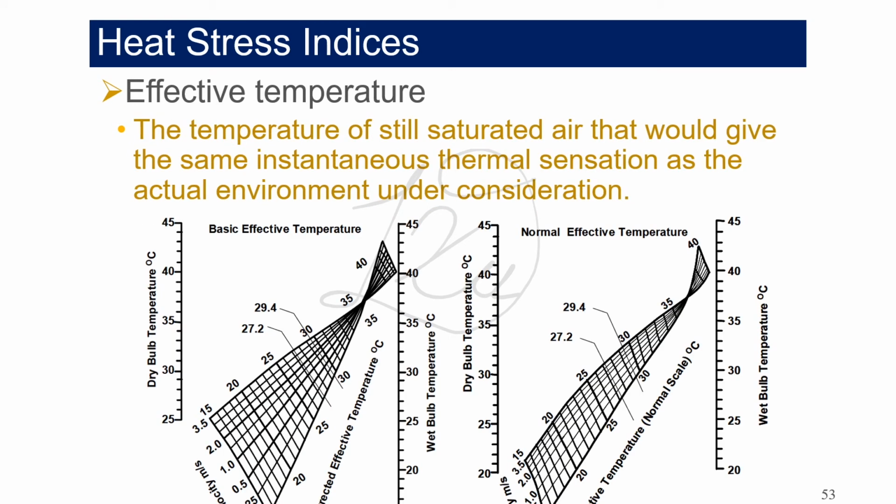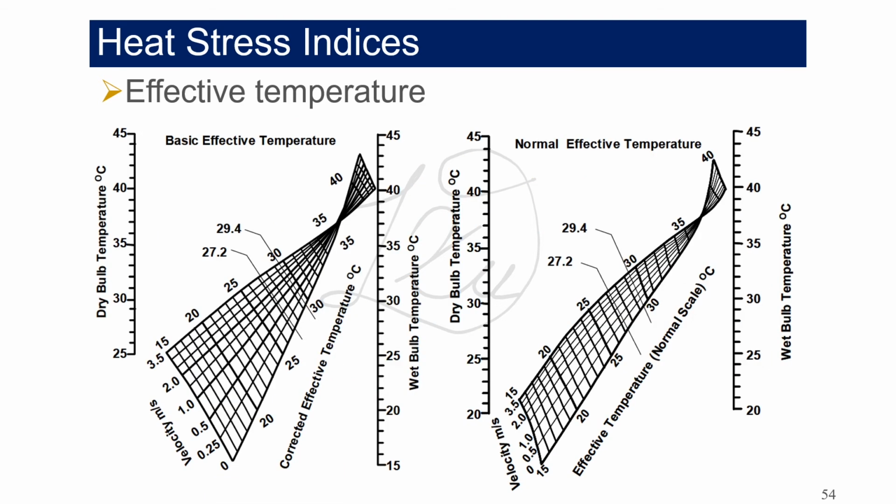The second heat stress index is effective temperature. It is the temperature of still saturated air that would give the same instantaneous thermal sensation as the actual environment under consideration. Effective temperature can be read from charts for given wet bulb temperature, dry bulb temperature, and air velocity.